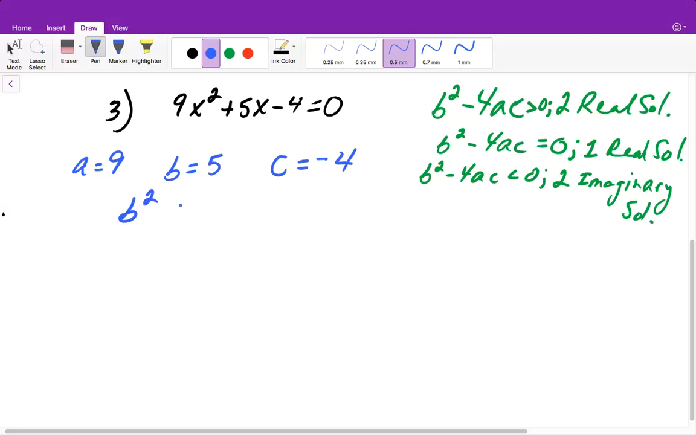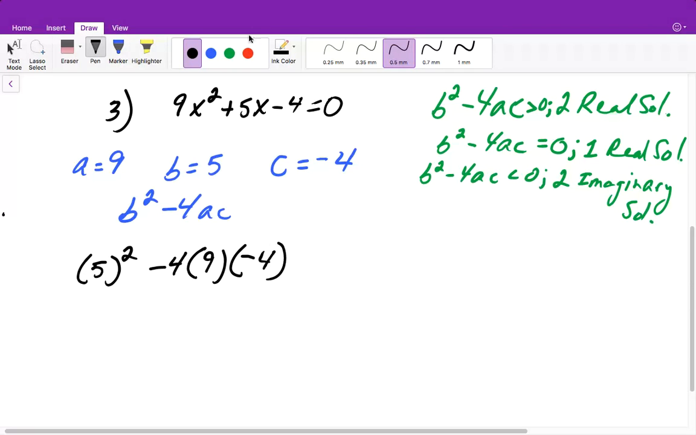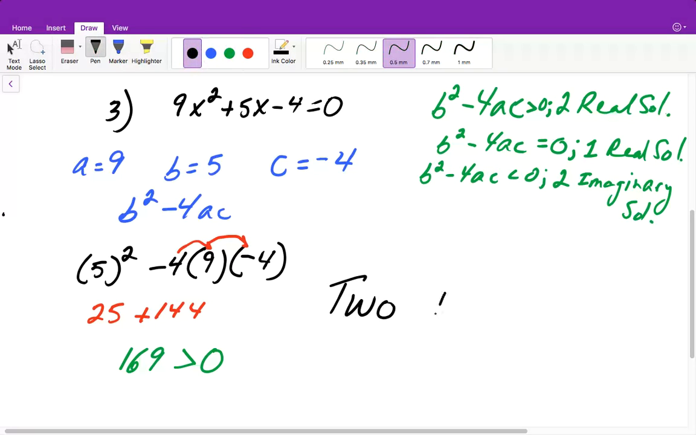And then we're going to plug it into b squared minus 4ac. So when we plug this in, our b, which is 5, squared, minus 4 times our a, which is 9, times our c, which is -4. 5 squared is 25. -4 times 9 is -36. -36 times -4 is positive 144, because negative times a negative. 25 plus 144 is 169. So our discriminant is 169, which is greater than 0. So then our final answer is we will have 2 real solutions.